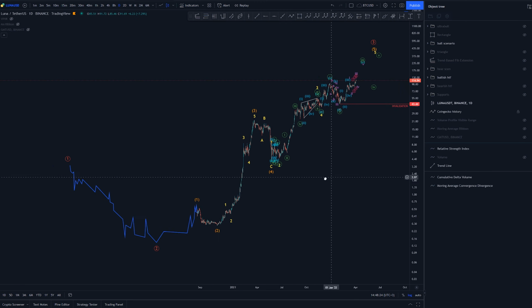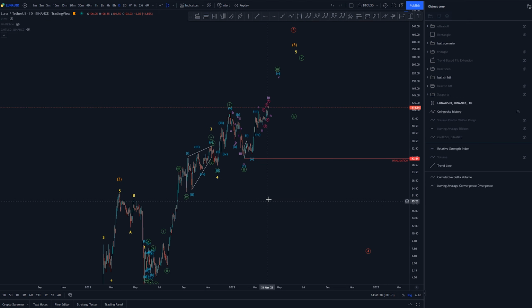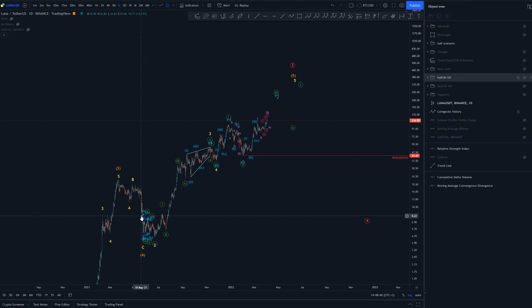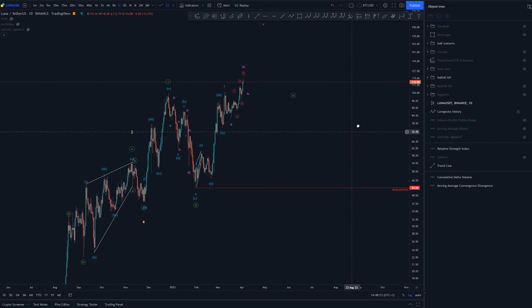So again, 1, 2 down here, we've made 1, 2, 3, 4, and we're making the fifth of this intermediary, fifth of that primary third, and currently I've labeled it as such as minor 1, 2, 3, 4, and making the fifth of minor of a fifth of intermediary of that third of primary.